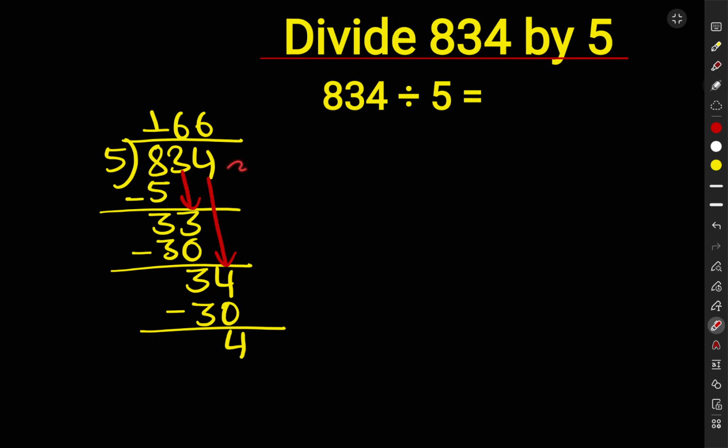So now we have no other number to put down. So we put a decimal here so that we can put 0. So it is 40 and 5 times 8 is 40. On subtracting we get 0.